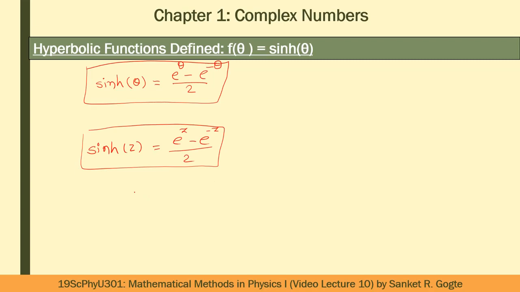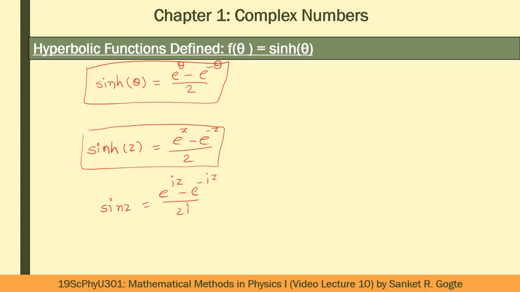Note the similarity of the definition of hyperbolic sine, or sinh z, with the definition of sin z. Sin z is obtained by this formula: e to the power iz minus e to the power minus iz divided by 2i.